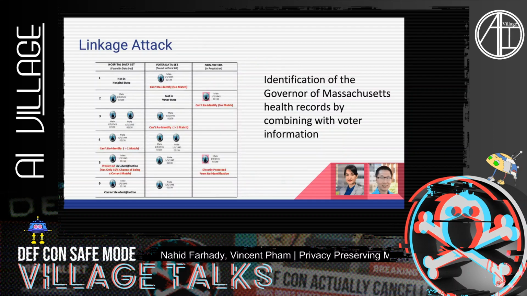In the next slide, we will see our first type of attack, which is the linkage attack. With this attack, in the early 90s, Latanya Sweeney found that she was able to identify the governor of Massachusetts by linking his health records to voter information just by using three variables: his gender, date of birth, and zip code.